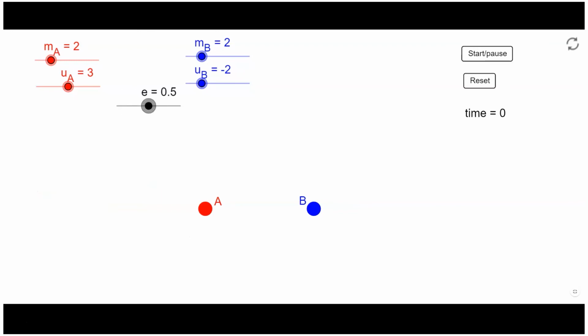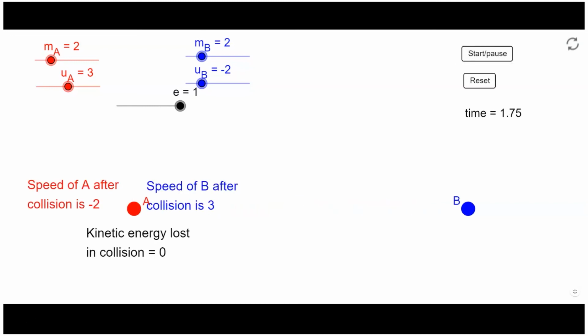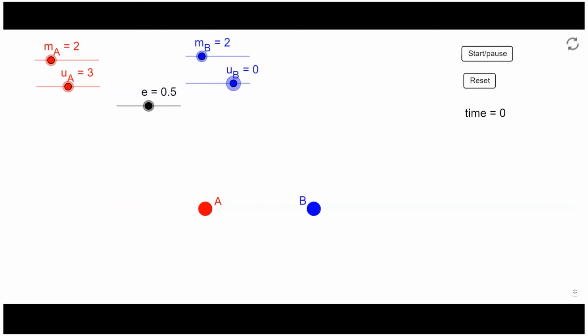If E equals 1, we have a perfectly elastic collision, which means that no kinetic energy is lost. As you can see, the initial velocity of particle B has transferred to A and vice versa. Now let's link this to our swinging ball experiment. You can see that I have changed the velocity of B to be 0, therefore B begins stationary. I have fixed the value of E as 0.5, and I'm going to vary the initial speed of ball A.